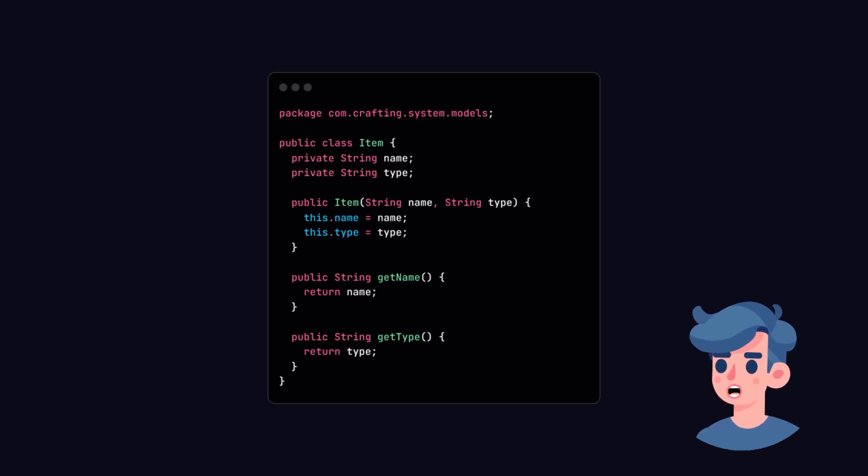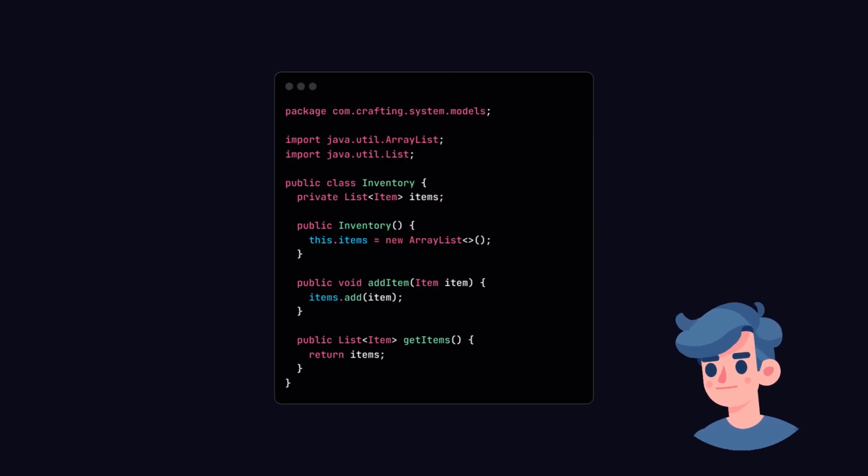Let's introduce our item classes. Create a new package named models, and then a new class Item.java in that package. Our item class serves as a basic structure for the items. It has a name and a type, which will help us categorize them.